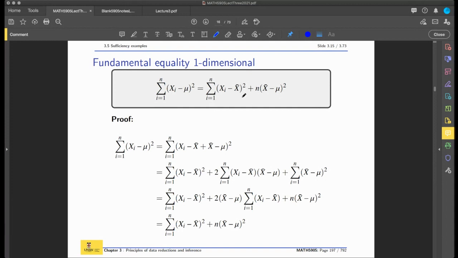Okay, so we're going to use this property, and the proof is quite neat, and again it follows from that idea of adding nothing. So if I look at the sum of the squared deviations from the true mean mu, I can add and subtract x bar, which again is just 0, right? I've added nothing. And I can treat this as my first term and this is my second term.